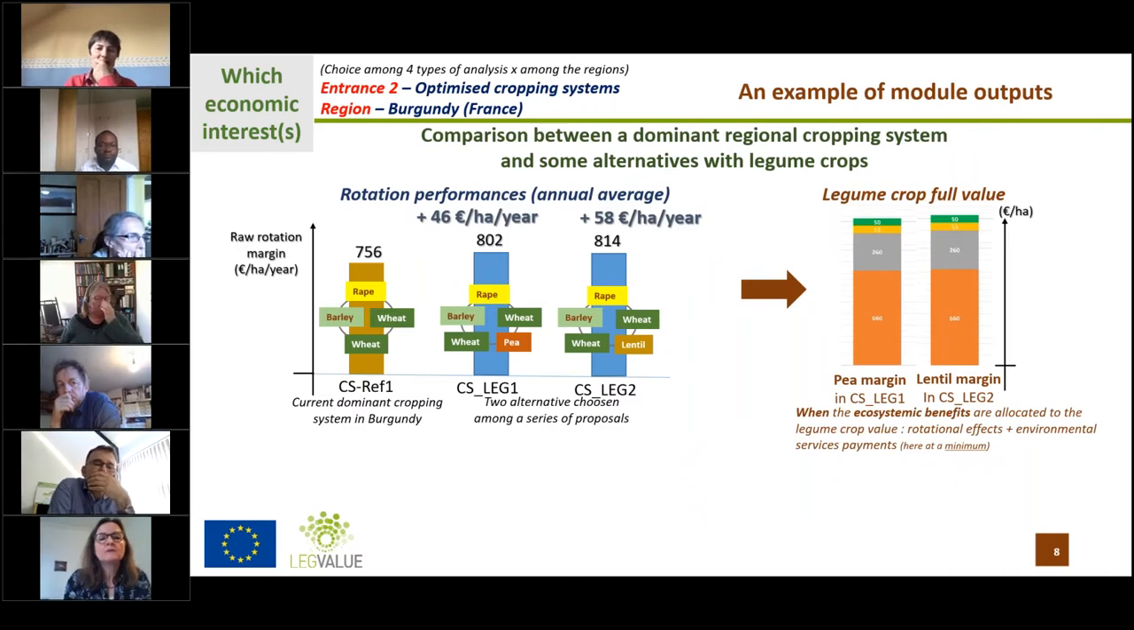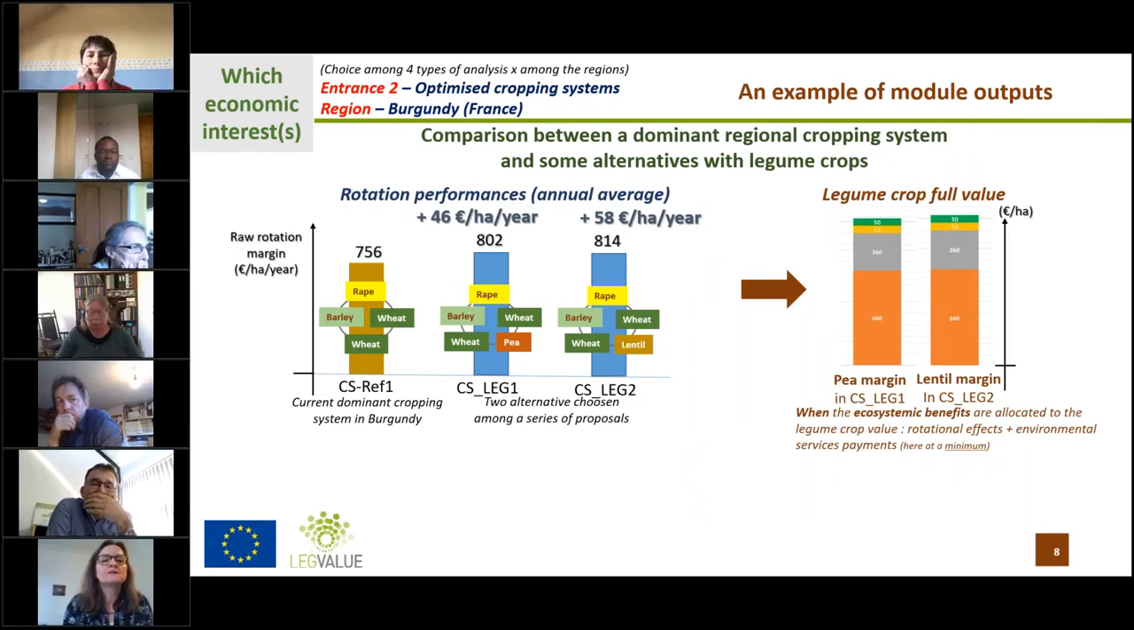So here is an example of the output from these economic modules. After choosing one type of analysis, here the optimized cropping system, and one region, here Burgundy in France, the tool will display in a graph the comparison between the dominant regional cropping systems. Here we take the example of wheat, barley, rape in Burgundy, and some alternatives with legume crops.